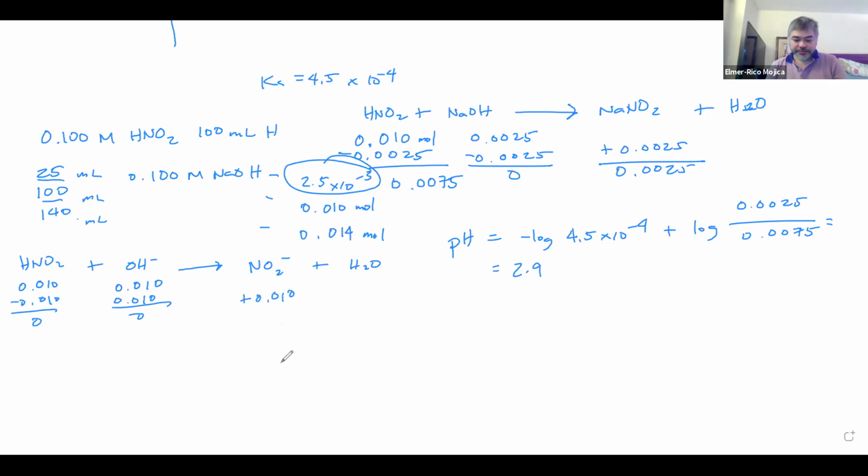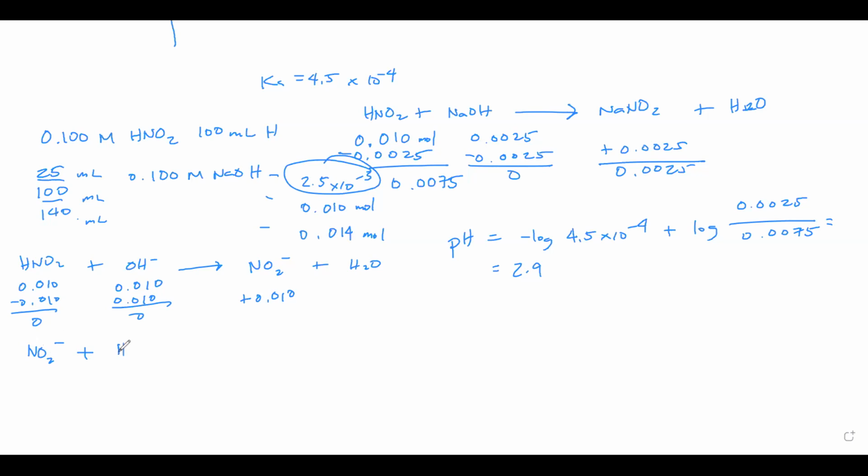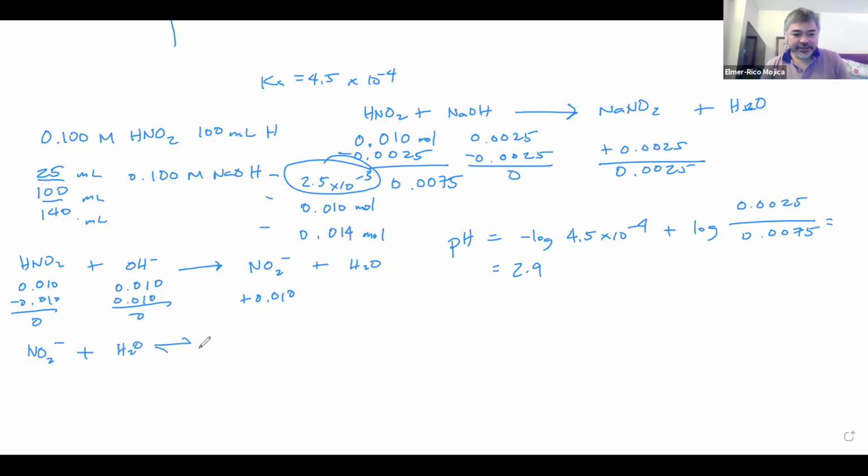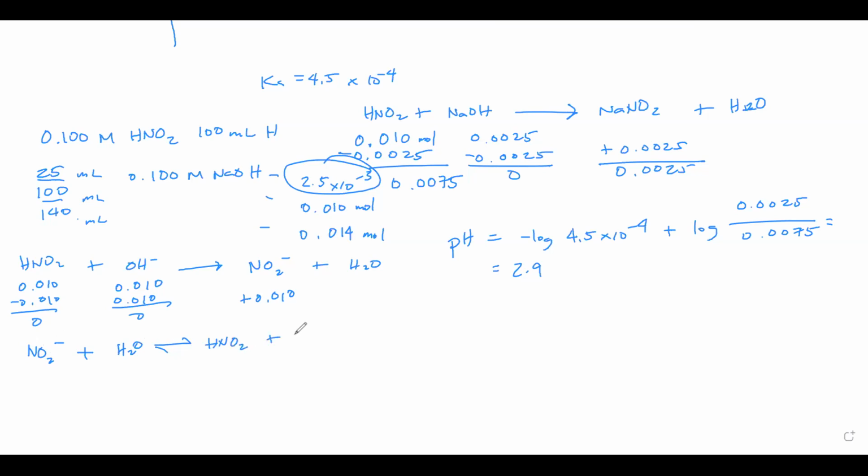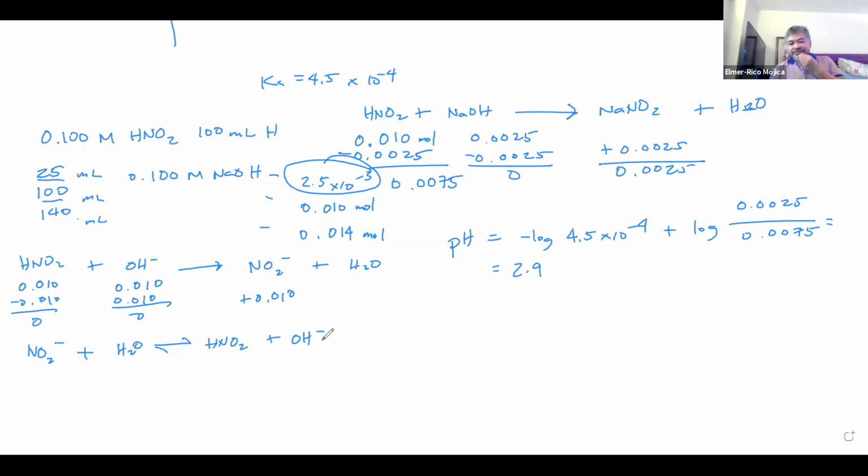Now what will happen with NO2 minus? Gina, what will happen with NO2 minus? That will hydrolyze to give you HNO2 and hydroxide. Now, the concentration here is 0.01. Then the typical thing that we have, the minus x and the plus x, giving you here x and x. So this one is what? Not Kw, Kb, which equals Kw over the 4.5. I just put the Ka there so that you will not be surprised.